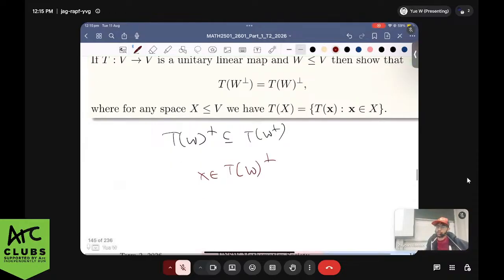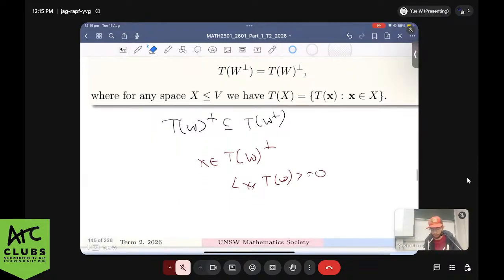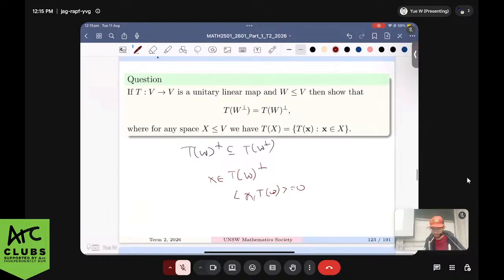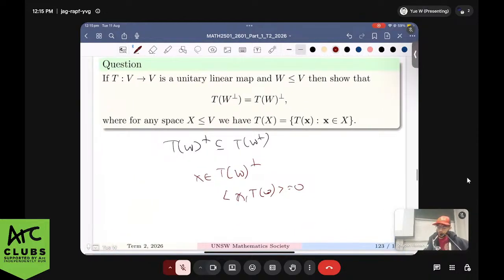What does that mean? That means X is orthogonal to anything of the form T of W. So X, T of W equals 0 for all W. Now we want to show X is of the form T of, let's just say U, where U is in W perp.